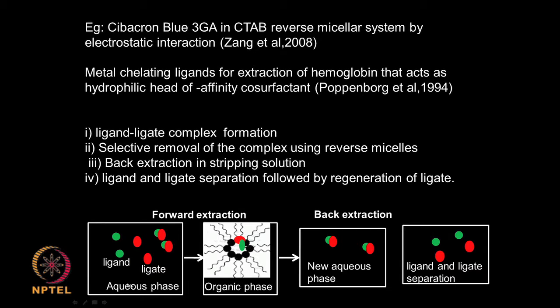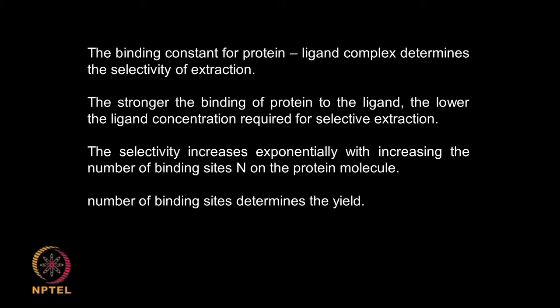So initially we have the ligand and ligate and they form the complex, and then we go into this extraction process. This is the normal extraction. Then we have the back extraction, then you have to separate the ligand and ligate. So four steps are there. But then you can get very pure protein of your interest from a mixture of proteins by having the proper ligand which is very specific for that particular protein, that is the advantage.